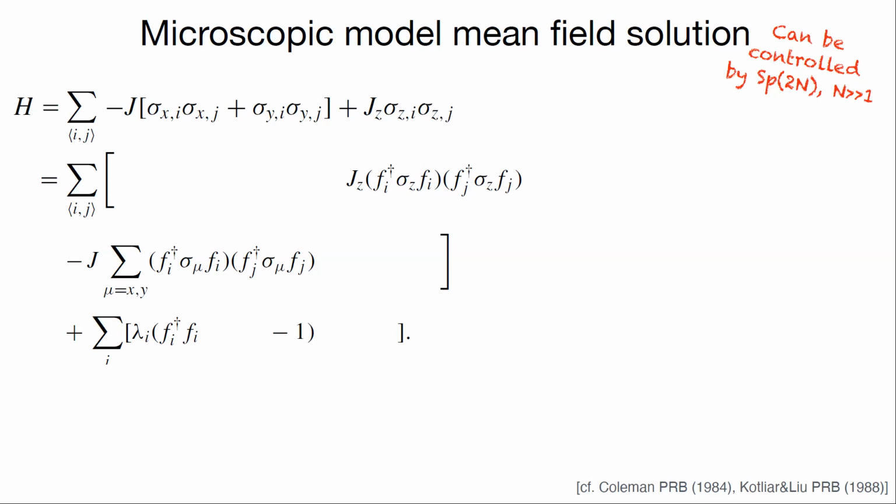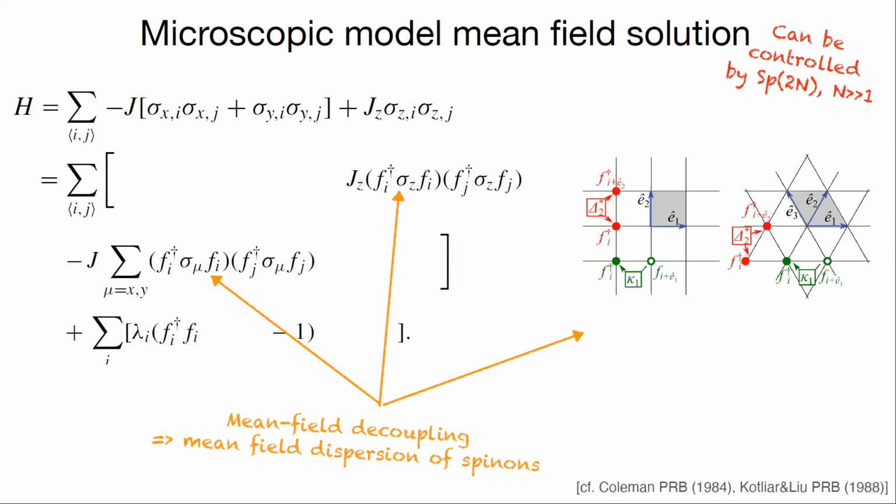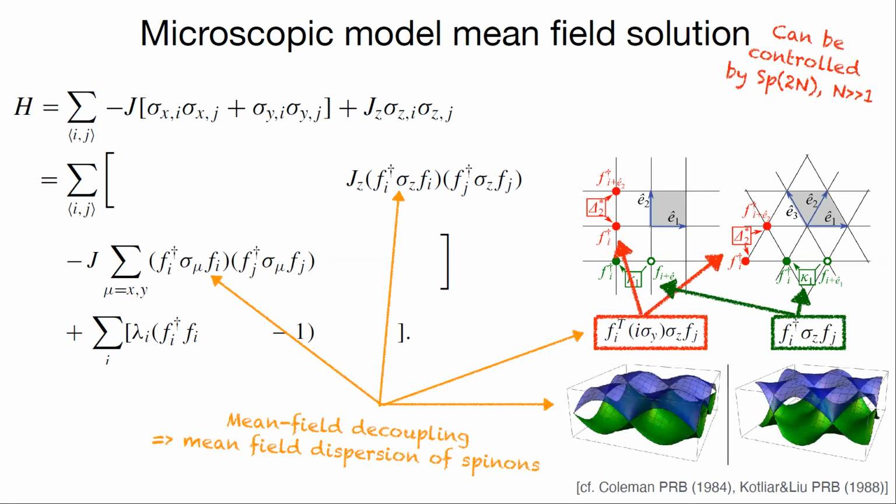So these are Lagrange multipliers. And we're now doing a mean field calculation. That means that we're going to Hubbard-Stratonovich decouple these terms here. And from that, we're getting an effective quadratic Hamiltonian describing the hopping and the pairing of these spinons. Are these spinons gapless? They will be gapless. It turns out that the mean field solution that we get is going to be with a Dirac node in either situation.